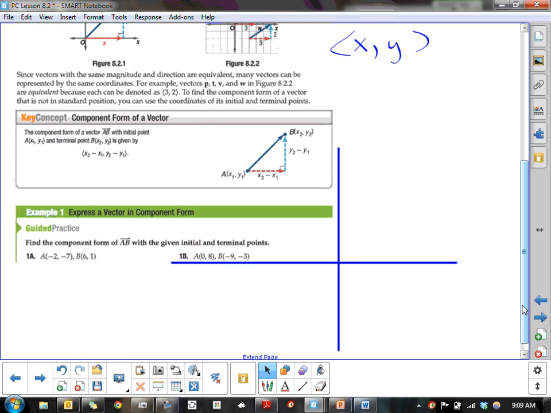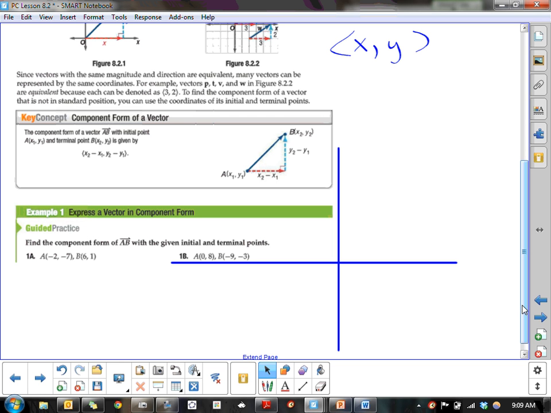Now this is a really simple thing to do. The component form of vector AB with its initial point at A and its terminal point at B is given by, so here's our initial point, x1, y1. Our second point is x2, y2. Doesn't this stuff look familiar? x2 minus x1, y2 minus y1. What does that remind you of? Slope. Really what you're doing is almost finding the slope of these things.